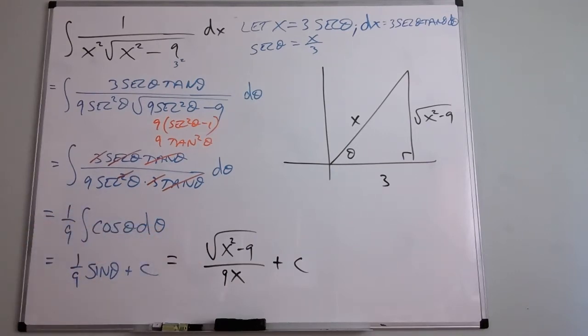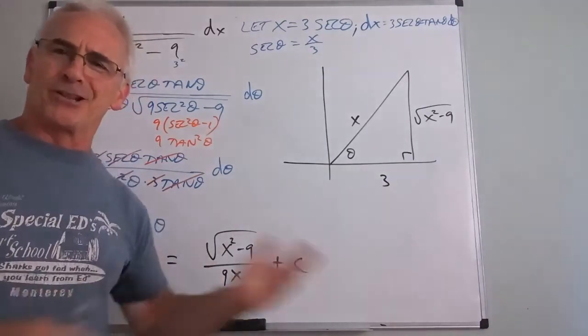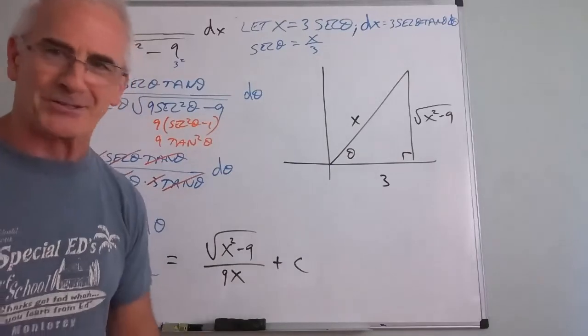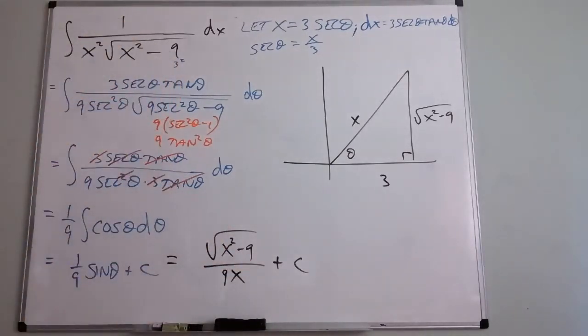Yeah, I can check it through differentiation. I'm not excited to check it. There's a lot going on there, right? There's quotient rule, there's chain rule, there's a lot going on. But if I take the derivative of this, I'm going to get back that integrand.